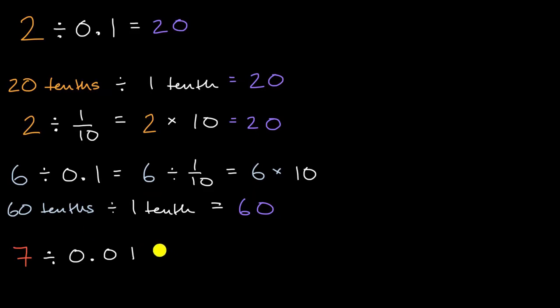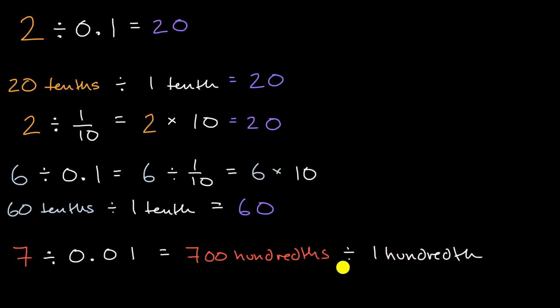So this is equal to 700 hundredths divided by 1/100th. If I have 700 of something, and if I'm dividing it into equal groups of 1 of that something, I'm going to have 700 equal groups. So this is going to be equal to 700. So you divide by 100th is the same thing as multiplying by 100.